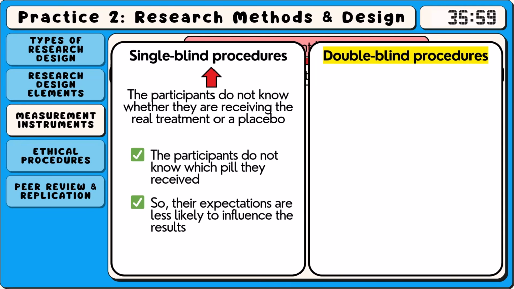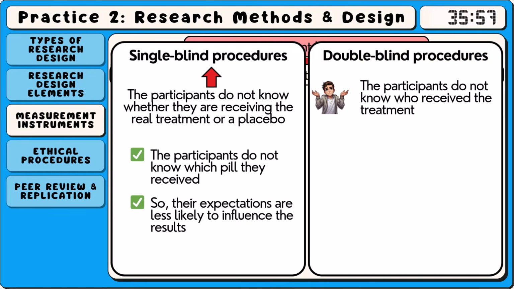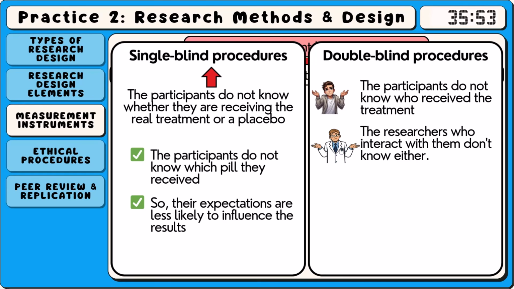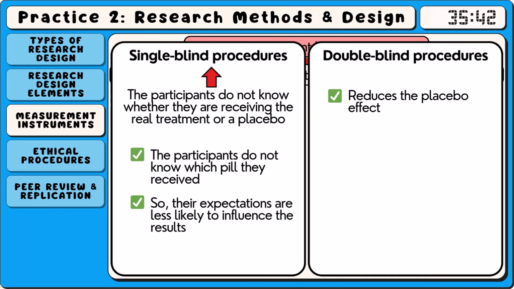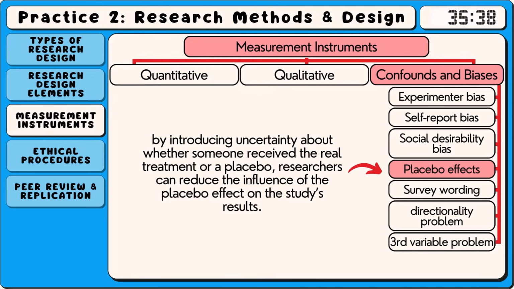Double-blind procedures go one step further. In a double-blind study, the participants do not know who received the treatment, but the researchers who interact with them don't know either. Instead, the information is kept hidden by another researcher who is not directly involved in the study. This helps to reduce the placebo effect and experimenter bias. Overall, by introducing uncertainty about whether someone received the real treatment or a placebo, researchers can reduce the influence of the placebo effect on the study's results.